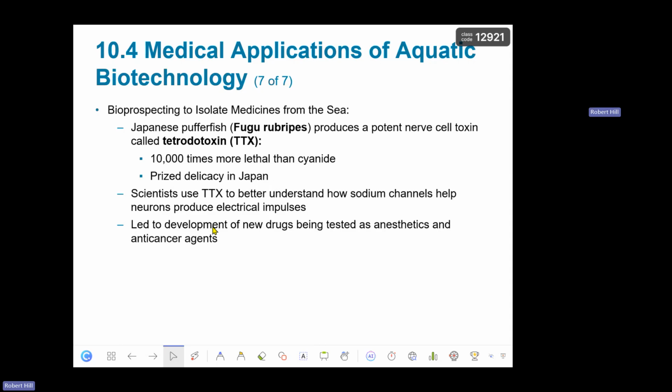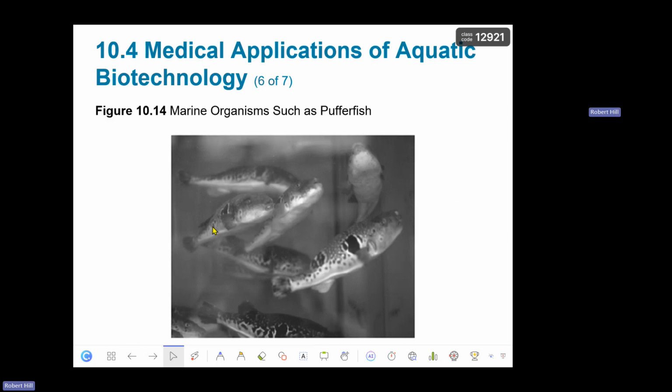But this is a really important tool in research for looking at nerve function and developing anesthetics and cancer treatments. Very big, important protein. Here's a little pufferfish. They look pretty happy though. Pufferfish, when they're scared, they puff up, and those guys don't look too puffy.